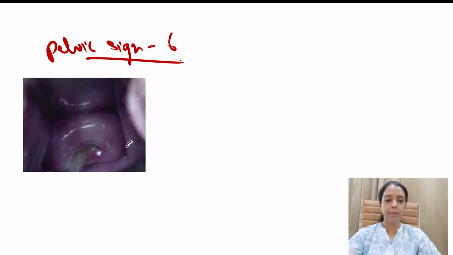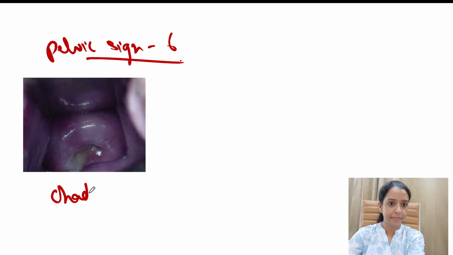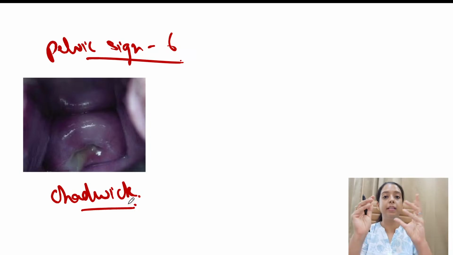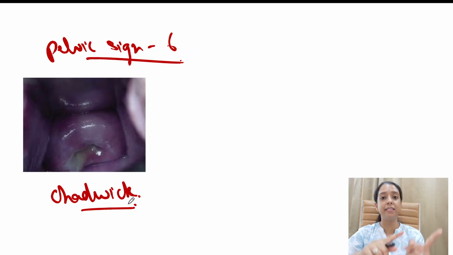Can you tell me what is this bluish discoloration of cervix, vulva and vagina? It is Chadwick sign. Chadwick or Jacquemier sign is when the bluish discoloration happens of cervix, vulva and vagina. Okay? All of them become bluish.